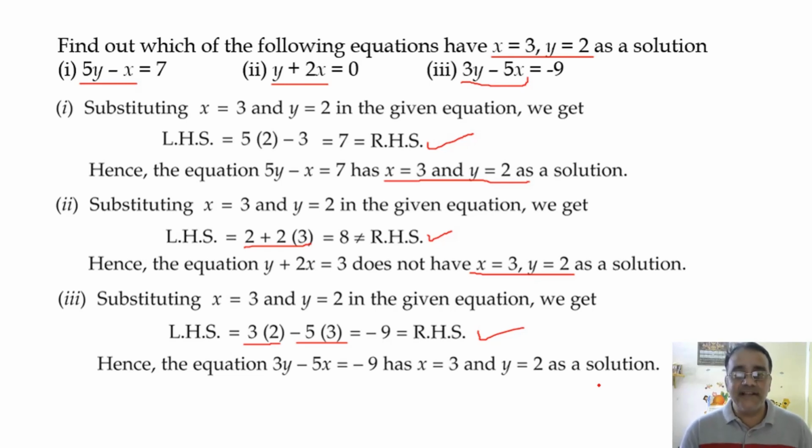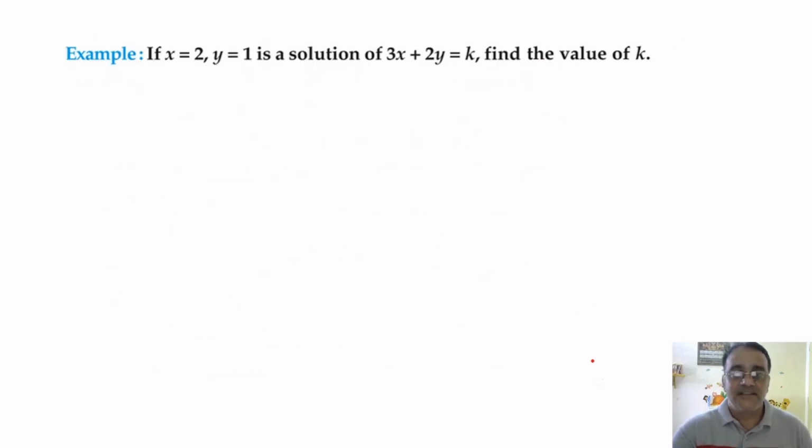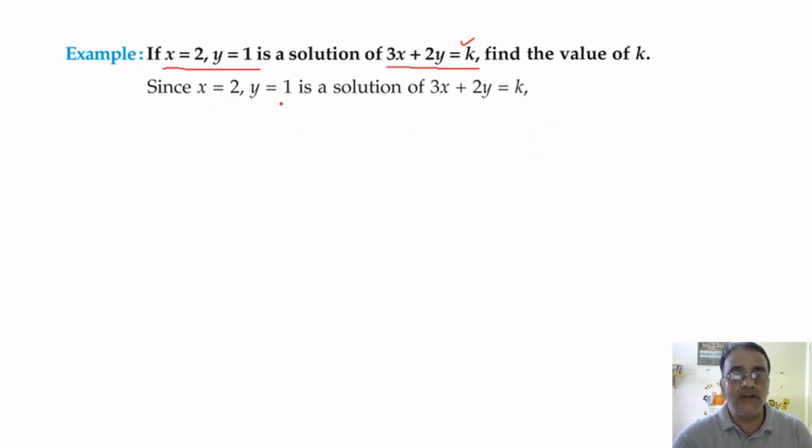Now we are moving towards the next type of question, that is to find the value of an unknown if the solution is given. See, this is the equation. In this equation, k is unknown, and 2 and 1 is the solution of this equation. So we need to find the value of k. So already question में दिया हुआ कि ये solution है. That means ये इसको satisfy कर रहा है. So we'll write, since x is equals to 2 and y is equals to 1 is a solution of 3x plus 2y is equals to k, we'll substitute the value of x is equals to 2 and y is equals to 1 in this equation. Any doubt? No, sir.